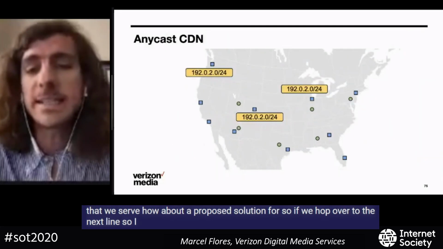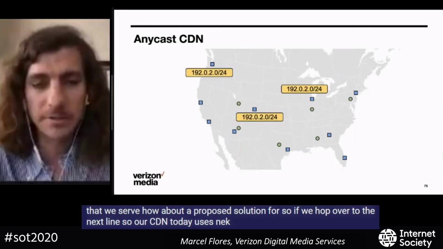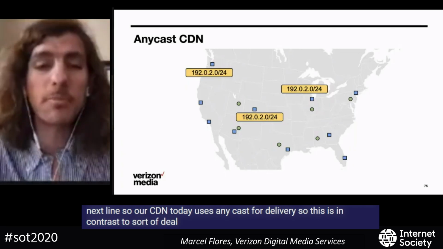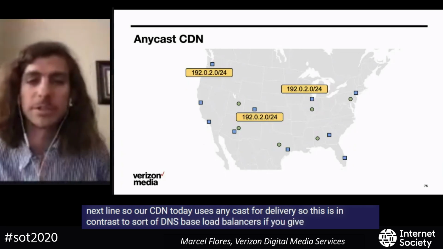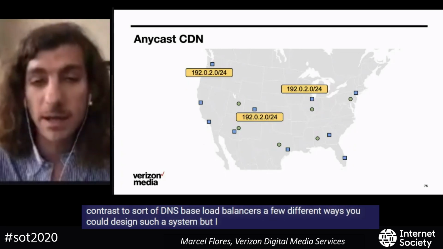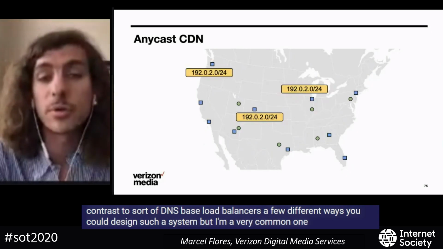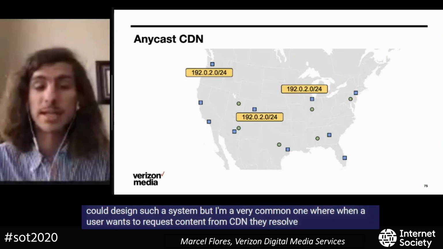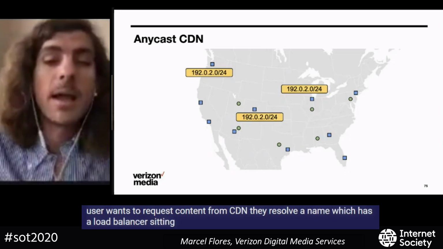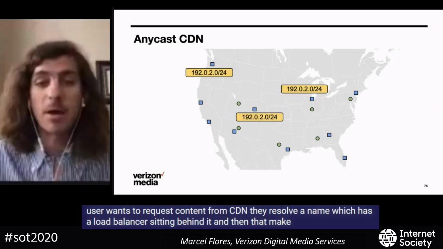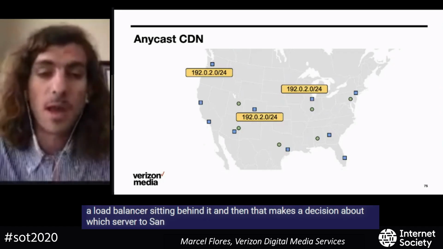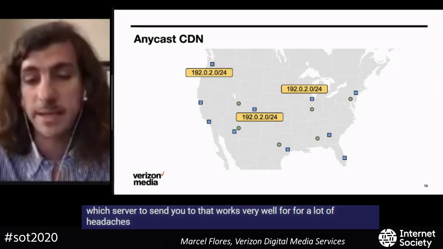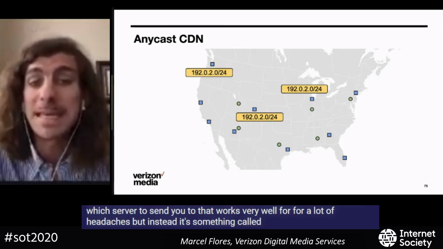Our CDN today uses Anycast for delivery. This is in contrast to a DNS-based load balancer. There are a few different ways you could design such a system, but DNS is a very common one, where when a user wants to request content from the CDN, they resolve a name which has a load balancer sitting behind it, and that makes a decision about which server to send you to. That works very well for a lot of setups, but what we use instead is something called BGP Anycast.